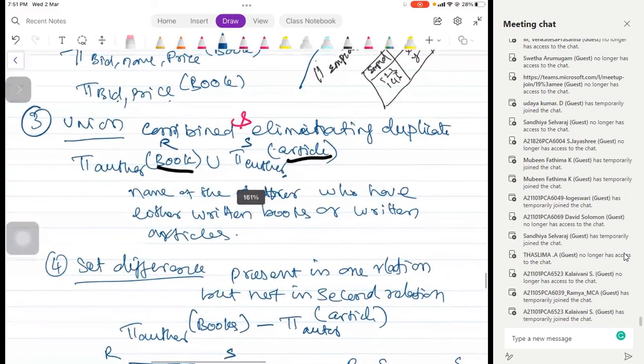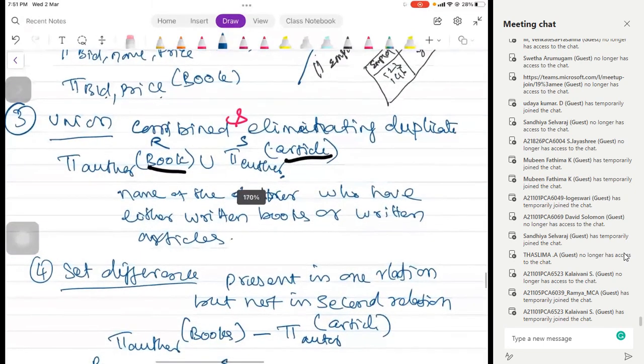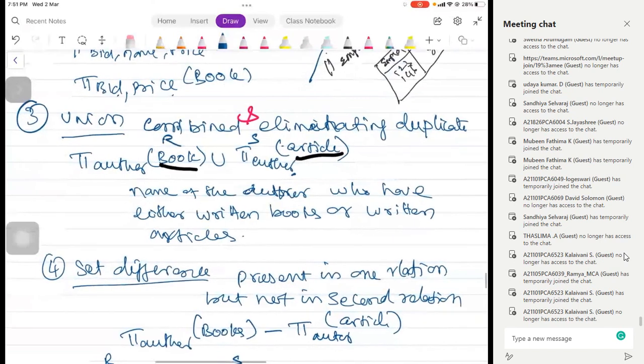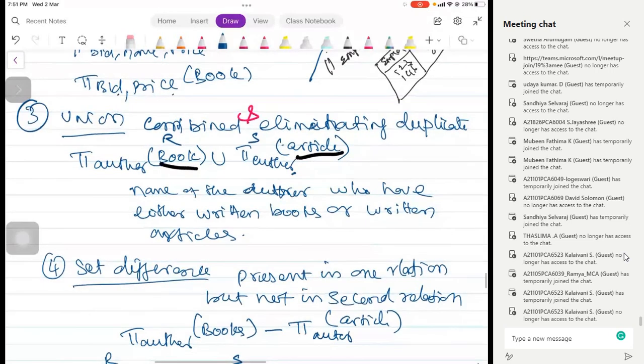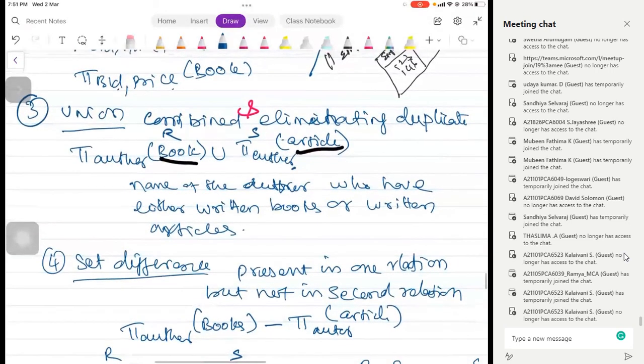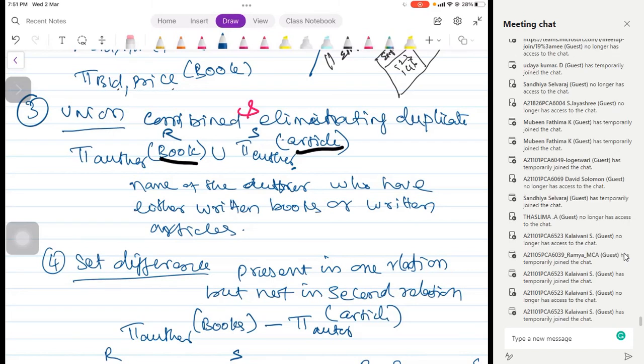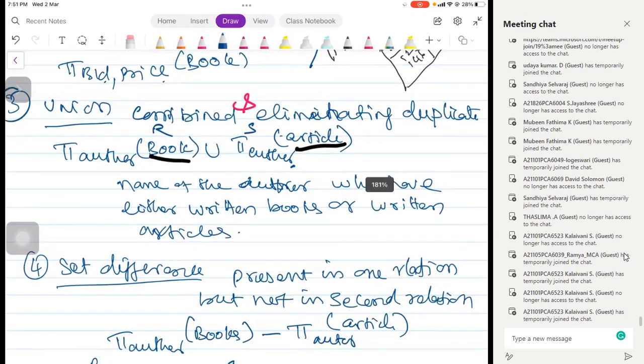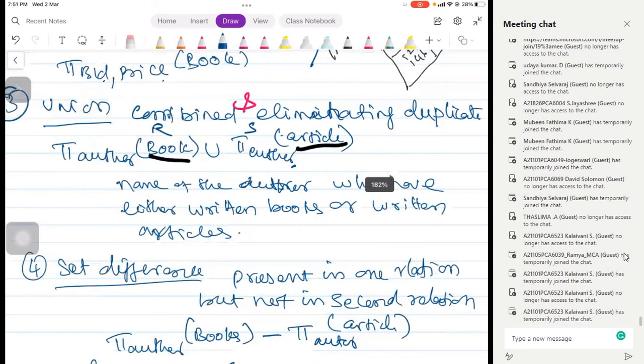யூனியன் அப்படின்னா இட் இஸ் கம்பைன்ட் அண்ட் எலிமினேட்டிங் தி டூப்ளிகேட்ஸ். தட் இஸ் யூனியன். அது நமக்கு தெரியும்ல, செட் தியரியில தானே ரெண்டு செட்டை கம்பைன் பண்ணும், அதுல காமனா இருக்கிற எலிமெண்ட்ஸ் வந்து எலிமினேட் ஆகும். ஸோ ஃபார் ஹியர் புக் projection of author of relation book union, projection of author of article.